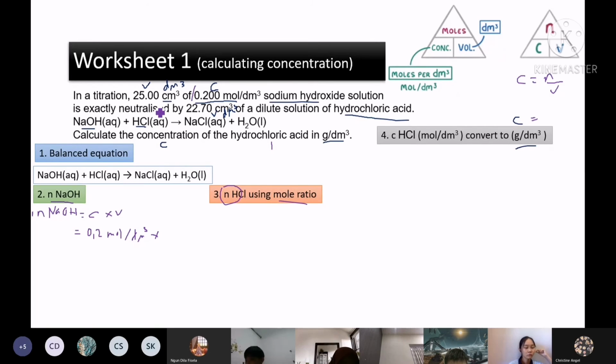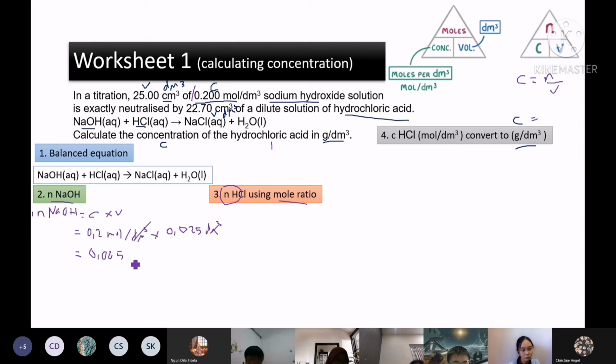We have 25, miss. 25. We divide it by 1000. 0.025, miss. Okay, it is dm cube. We can cancel the dm cube. What is the mole of NaOH? 0.005. Yes, correct.